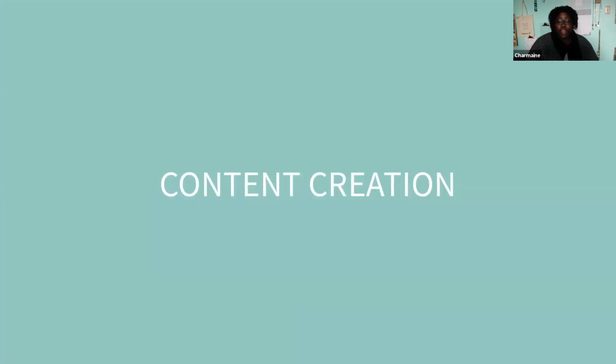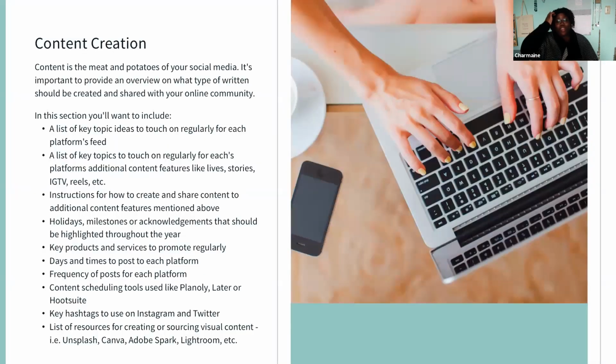So the last important section of your social media guidelines is about the content creation. So content is the meat and potatoes of your social media. It's important to provide an overview on what type of written content should be created and shared within your online community. So in this section of your social media guidelines, again, you want to have a list of key topics to touch on regularly for each platform. Key topics to touch on for things like lives, stories, reels, IGTV. You want to also share instructions for how to create and share content to additional platforms mentioned above.